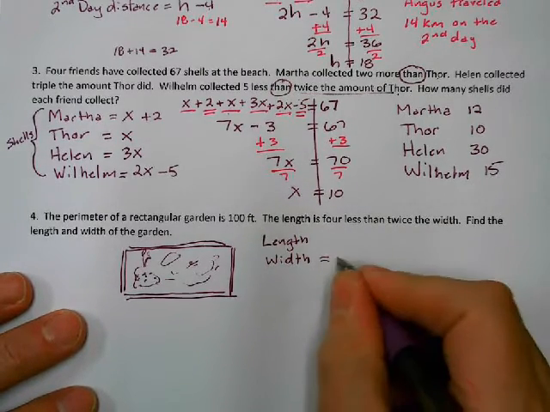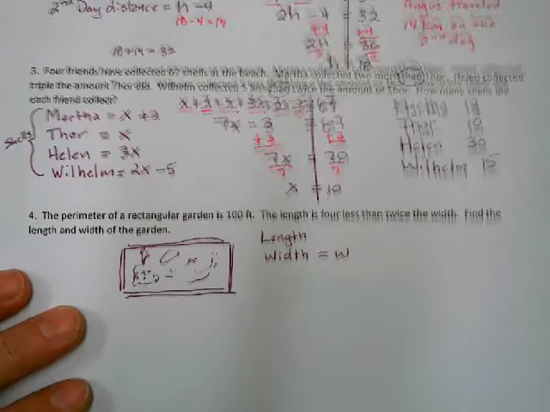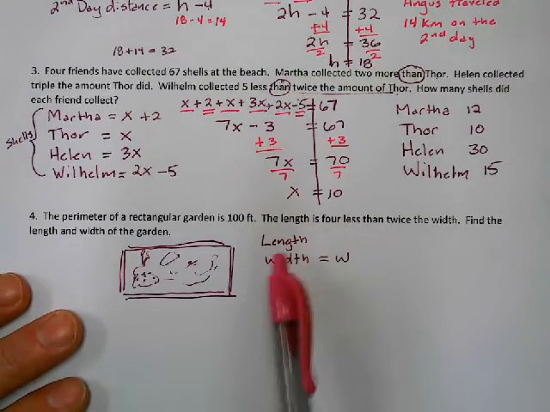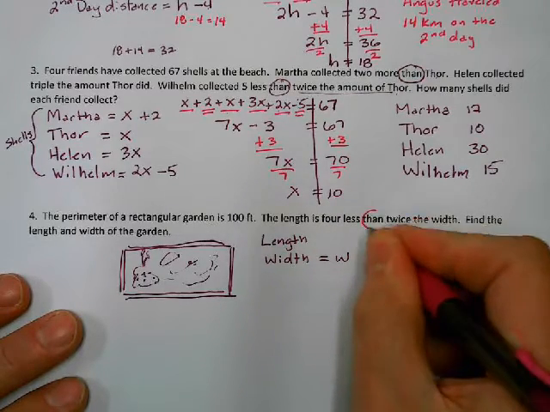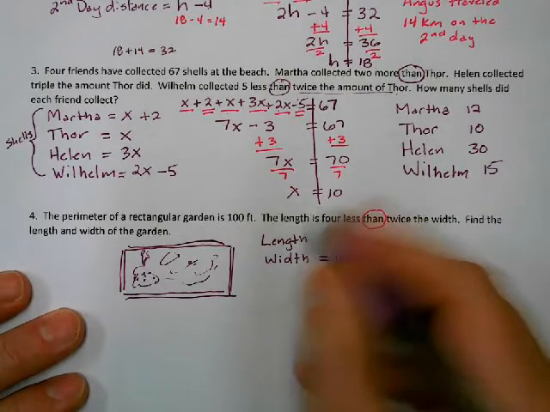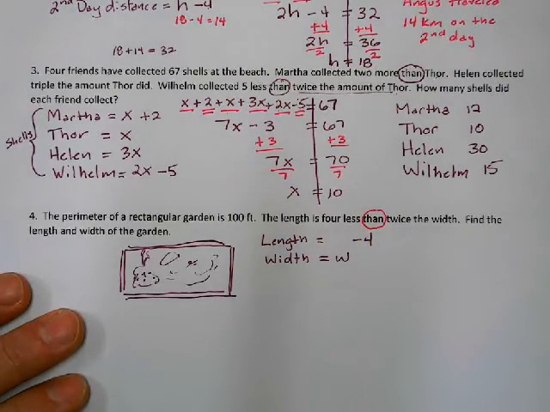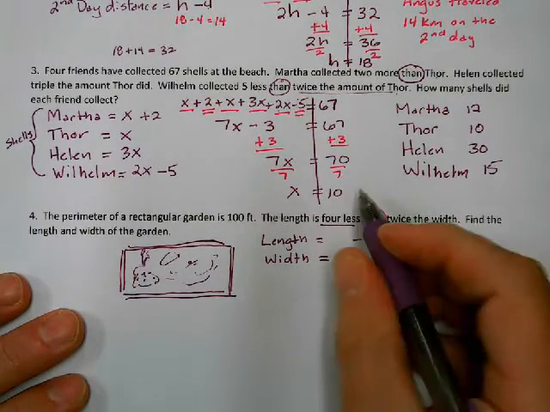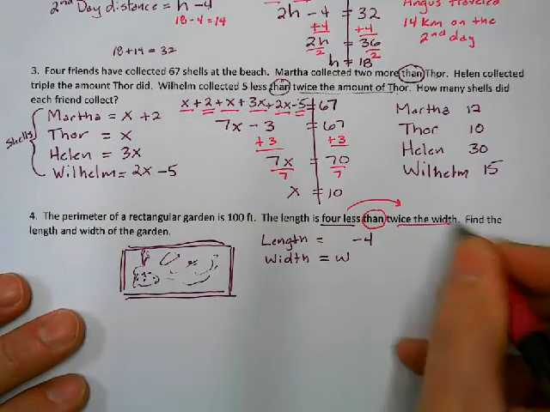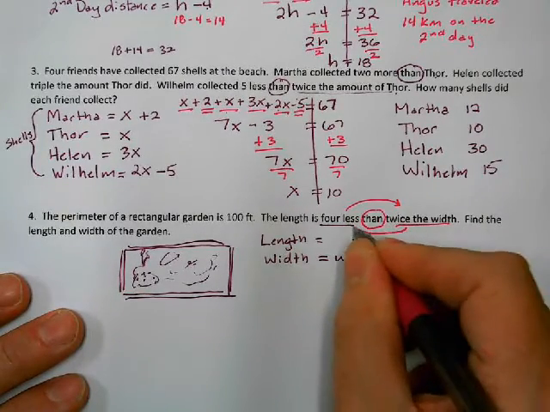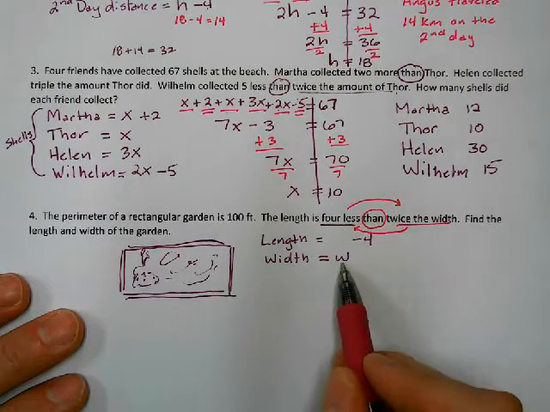All right, so the length is 4 less than. Okay, so than means I'm going to do 4 less at the end. So this goes at the end, 4 less. And what should go at the beginning? Twice the width should go at the beginning. So 2 times the width. And we said the width was W. So we would get 2W right here.